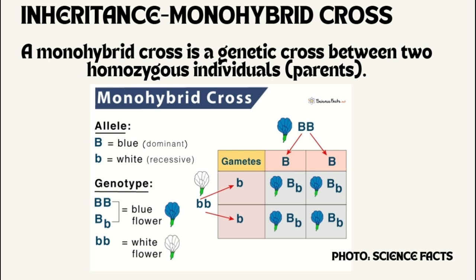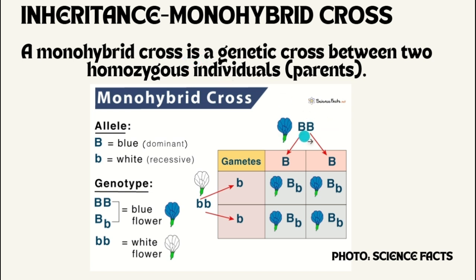In a monohybrid cross, it's a genetic cross, right? This is how we can predict the next generation. It's a genetic cross between two homozygous individuals. Remember what we said homozygous meant, they must have the same thing. Now in this diagram, this will be the F1 generation, meaning the first generation. So if the parent had a child, the offspring is the first generation.